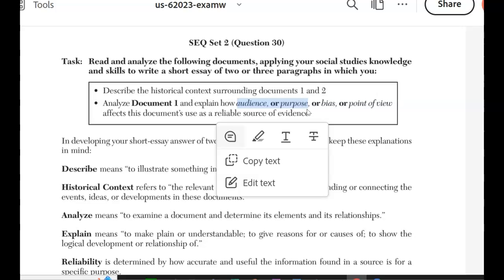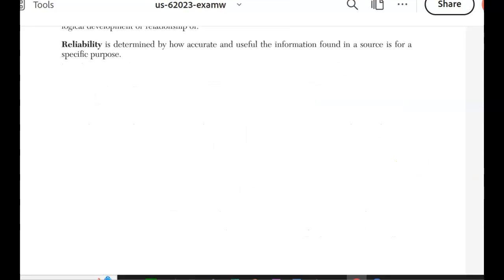So when you analyze the document, the easiest thing for you to do is to decide on one of these. Focus on audience or purpose or bias or point of view, and then try to make a case as to whether it's very reliable or not so reliable. Don't say it is or it isn't. Don't say yes or no, because in history that's usually not the case. More or less, and then why? What makes it more or less reliable? So let's take a look at the set that you have here.